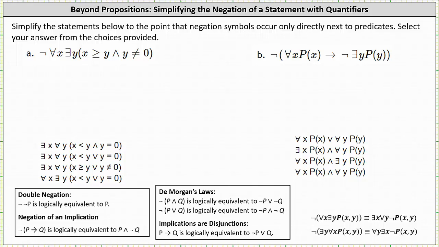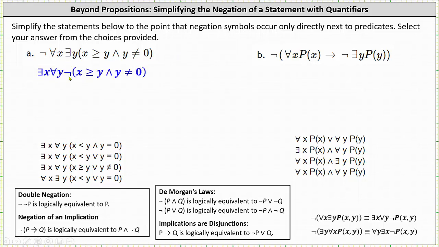We want to simplify the given statements with quantifiers. First, we have the negation of, for every x, there exists a y, such that x is greater than or equal to y, and y doesn't equal 0. To begin simplifying, we pass the negation across the quantifiers, which changes the quantifier types.